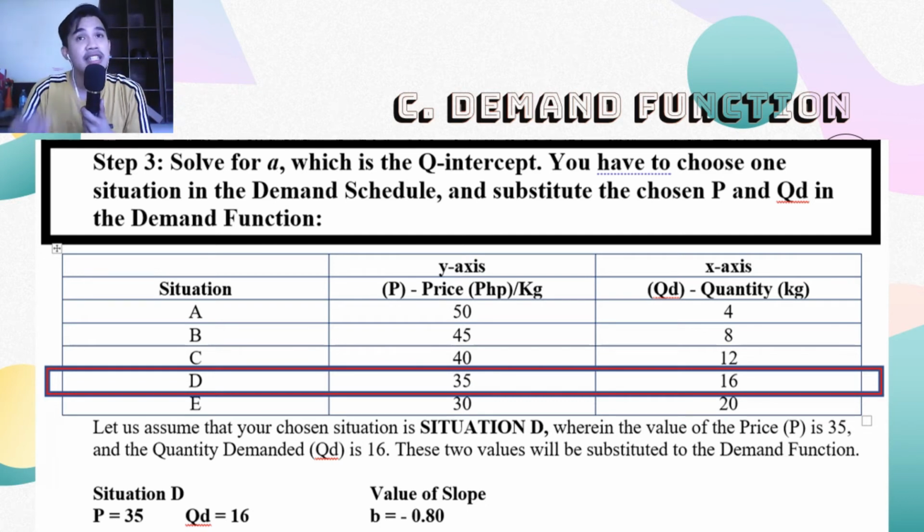Yung demand function natin is QD is equal to A plus B times P. So we have now our values. P is equal to 35 and QD is equal to 16. But we should not forget that we already have now the value of our slope. Ano yung value ng slope? That is negative 0.80. That is our B.